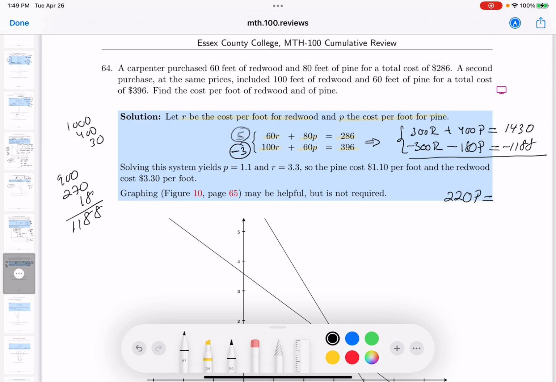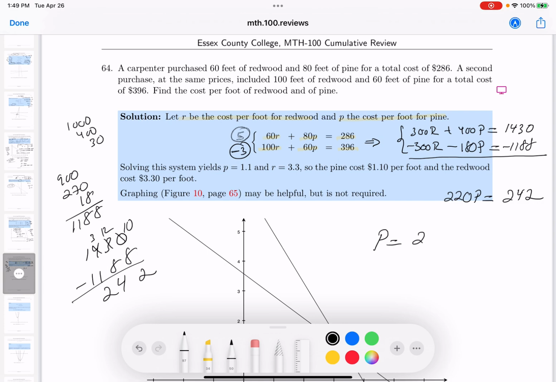equals, well, let's do this, 1430 minus 1188. Let's borrow. This is 2. This is 10. This will be a 3. That's a 12. That's going to be a 4. That's a 2. So 242. All right, let's keep going. I got to find out what P is. And what's P going to be equal to?